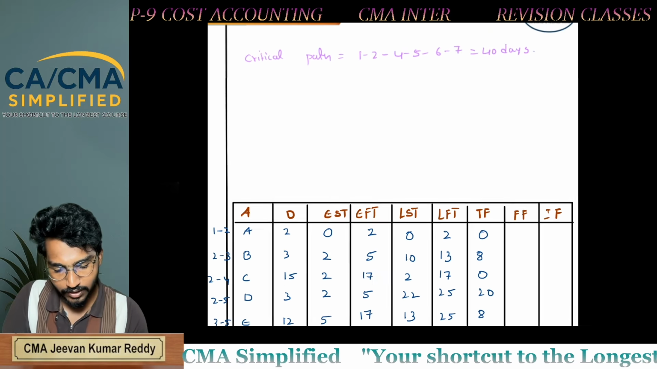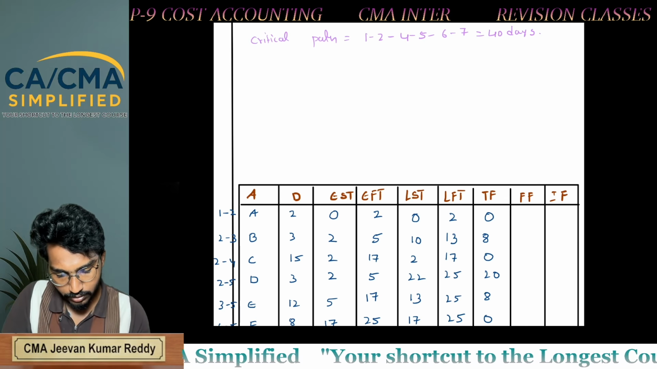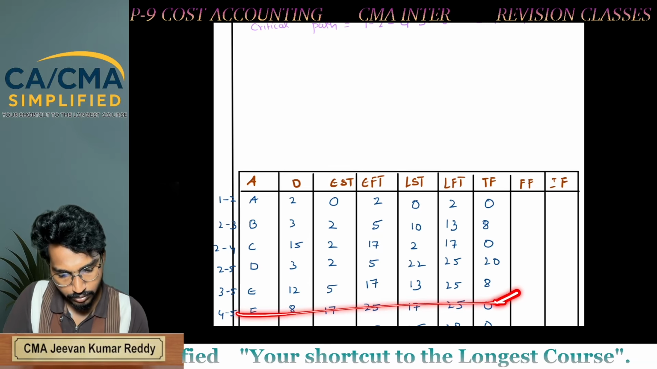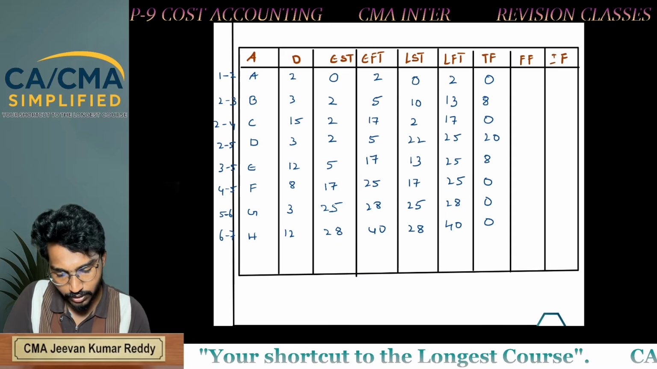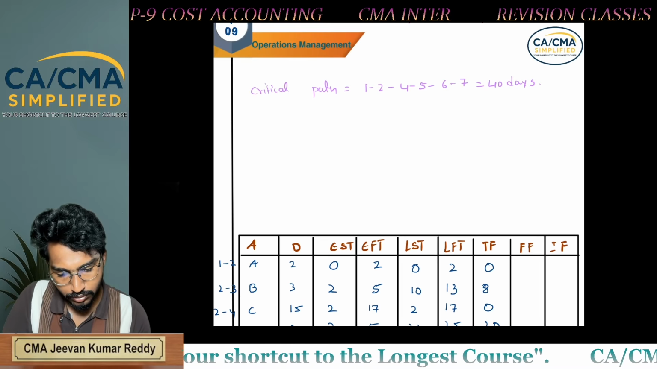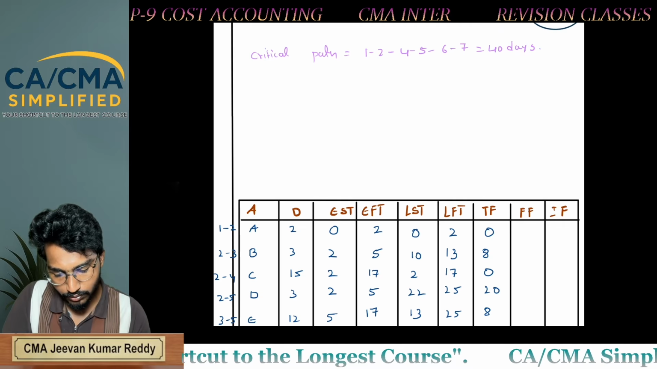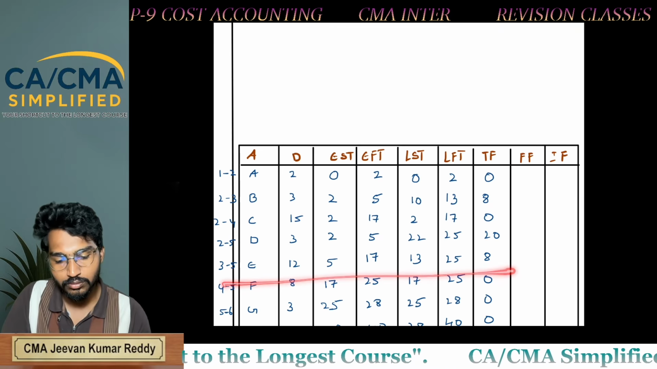So what are critical activities? 1 to 2. Next, 4 to 5, 0. Next, 6 to 7, 0. 2 to 4, 0. Next, 4 to 5, 0.